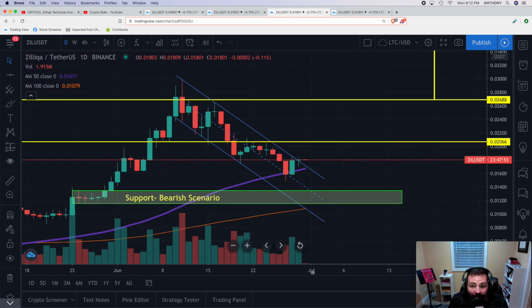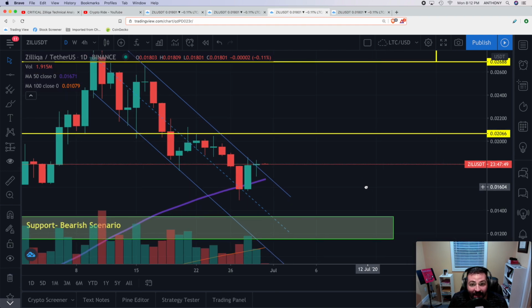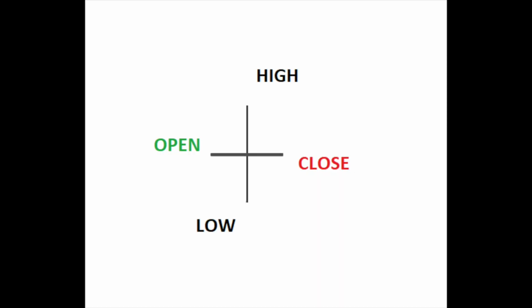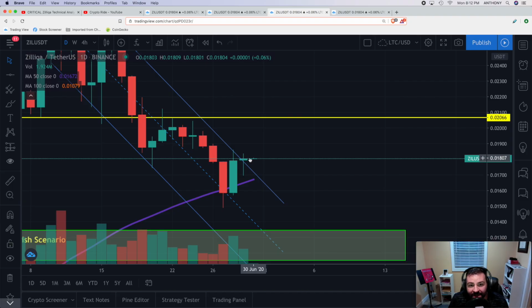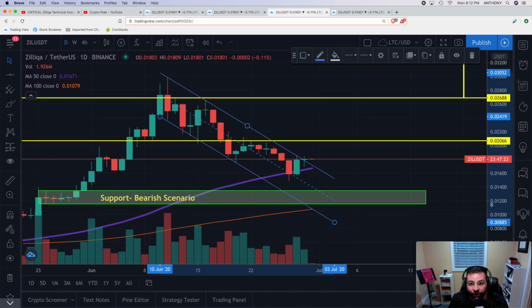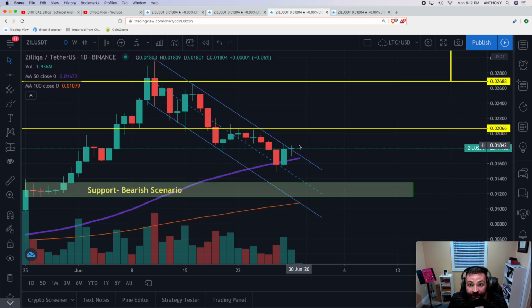So let's just talk about what is going on as we speak. These are the daily candles. We had a doji candle here, which is something that basically shows uncertainty. But you can see we have broken out above this line. I'm not convinced that this is a strong upwards breakout, but we'll see what happens over the next 24 to 48 hours. But this is a good sign.